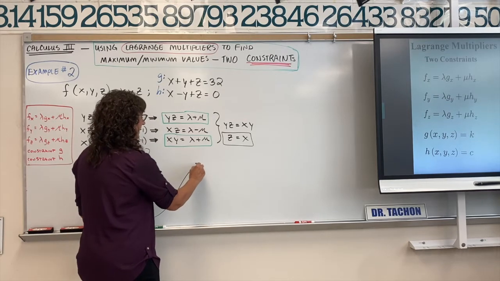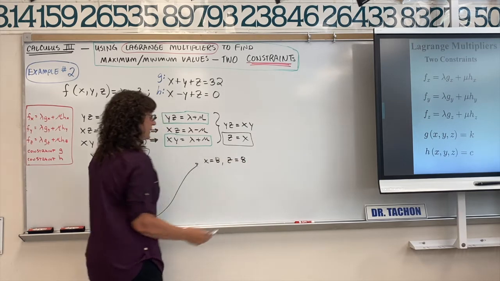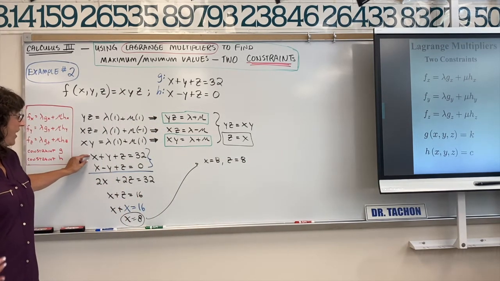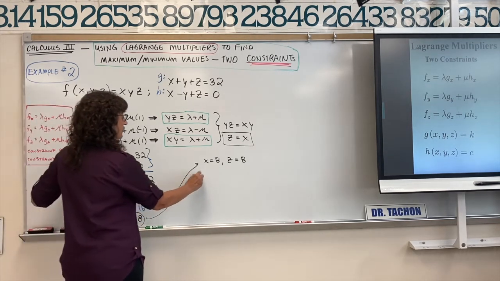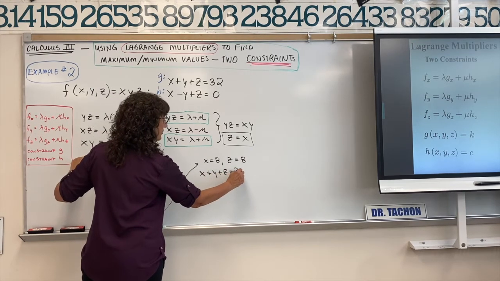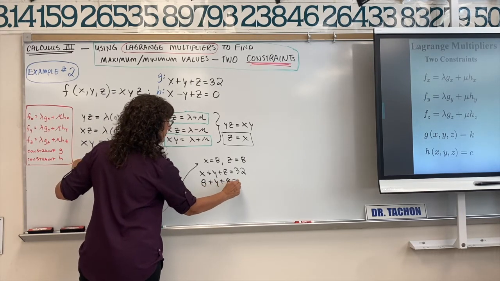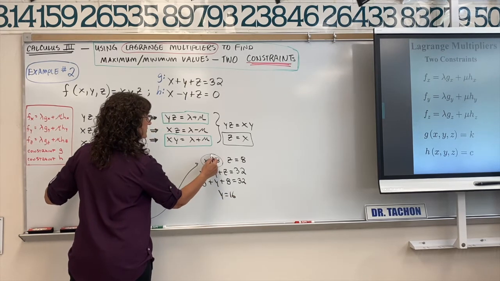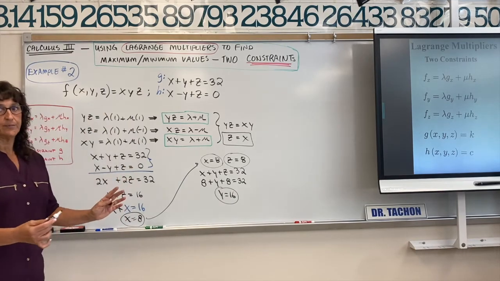So what we have right now is x equals 8 and z equals 8. We know what x is and what z is, we just have to find y. How do you want to find y? Going back to one of the two constraints, they'll both take care of it for us. So x plus y plus z adds up to 32. So 8 plus y plus 8 equals 32, so y equals 16. X is 8, z is 8, y is 16. There's our critical point.